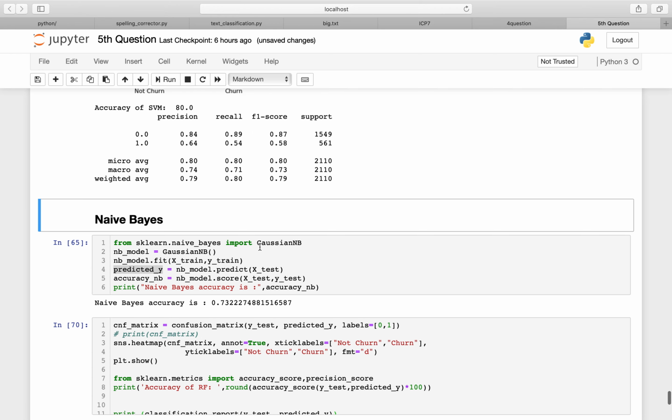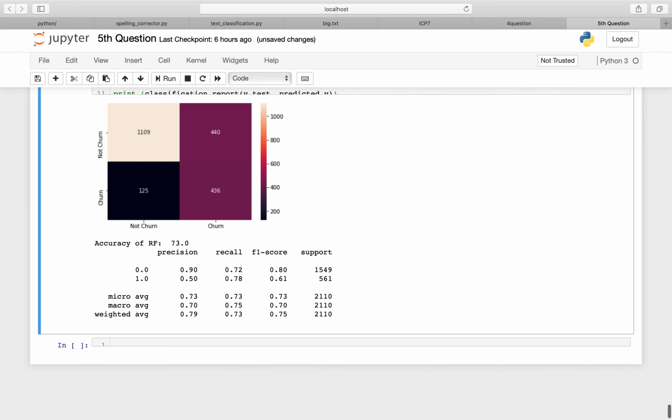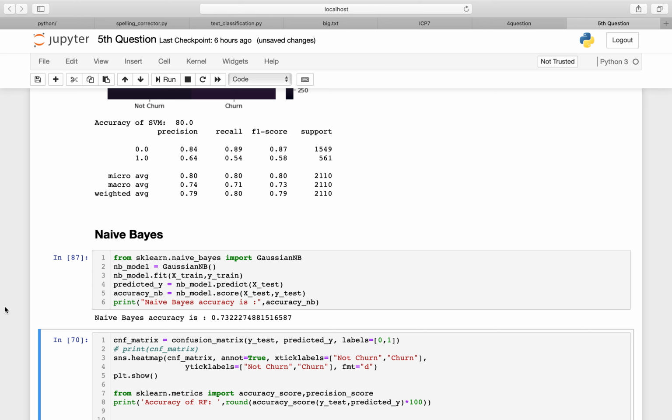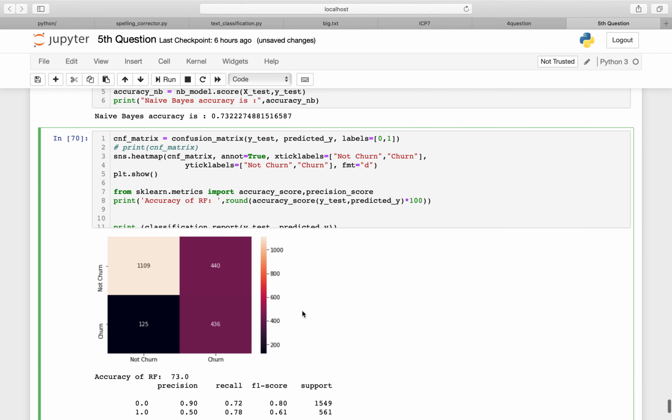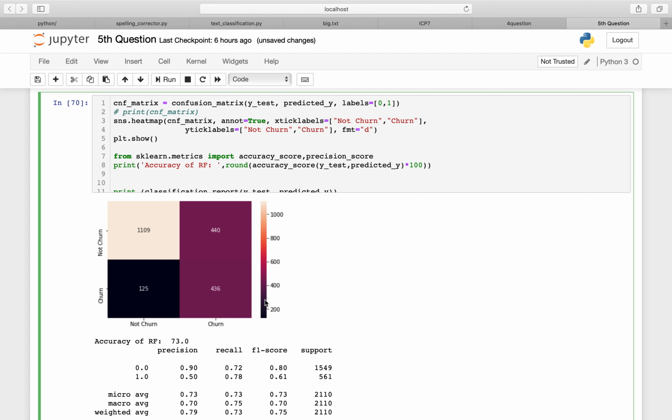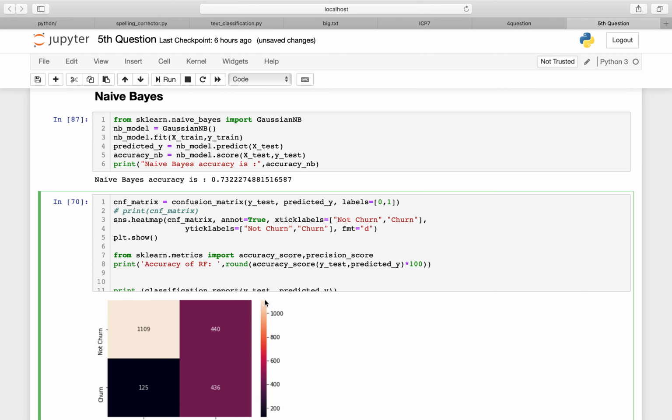And the Naive Bayes is also the same. I have initialized the model, fitted the training and test data, and predicted the unseen data, and the accuracy of this model is 73%. The same thing, I used the confusion matrix to get more detail. So this is what it is, and 73% is the Naive Bayes.